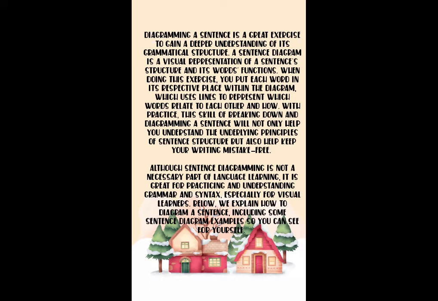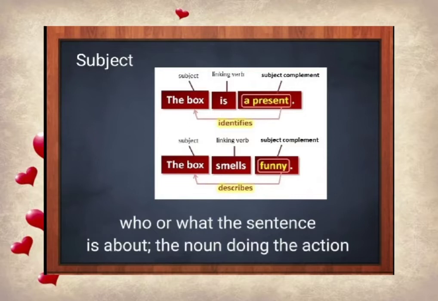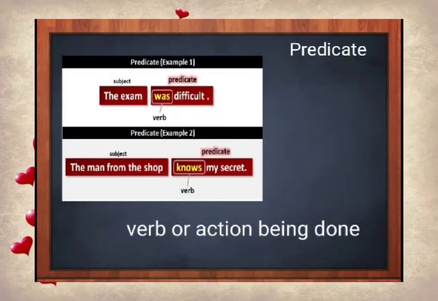Although sentence diagramming is not a necessary part of language learning, it is useful for practicing and understanding grammar and syntax, especially for visual learners. Below we explain how to diagram a sentence, including some sentence diagram examples so you can see for yourself. Components of sentences: subject, who or what the sentence is about, the noun doing the action.